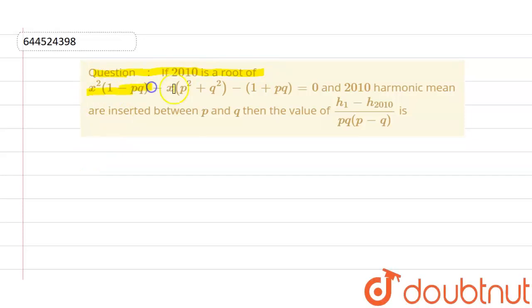The question that was given to us is: if 2010 is the root of x square (1 minus pq) minus x (p square plus q square) minus (1 plus pq) equal to 0, and 2010 harmonic means are inserted between p and q, then the value of (h1 minus h2010) divided by pq(p minus q) is, so we have to find this value.